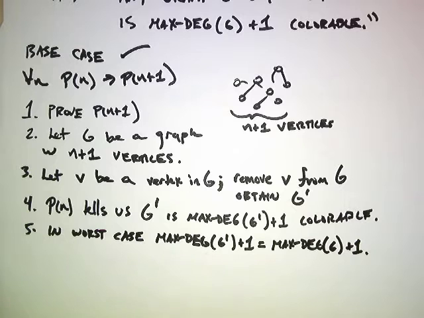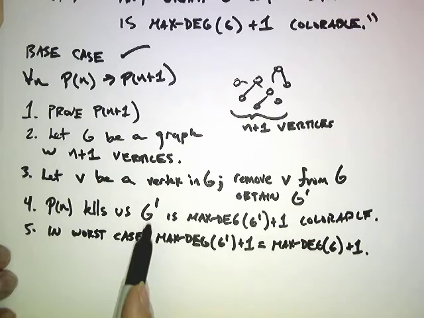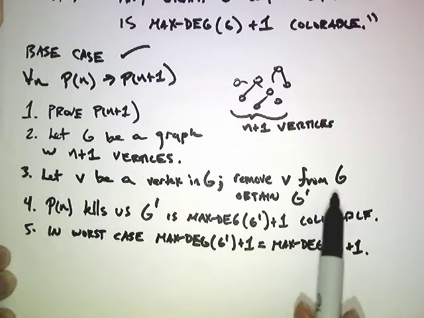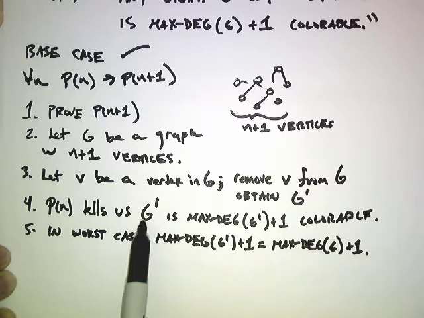Right? In the absolute worst case, you need just as many colors to color G prime as you do G. Think about G prime. You took out a vertex from G prime. So for G prime, you need less than or equal to as many colors as you needed to color G. Certainly you need at most that many to color G prime. Maybe G prime requires even fewer colors than G because you've taken out a vertex.